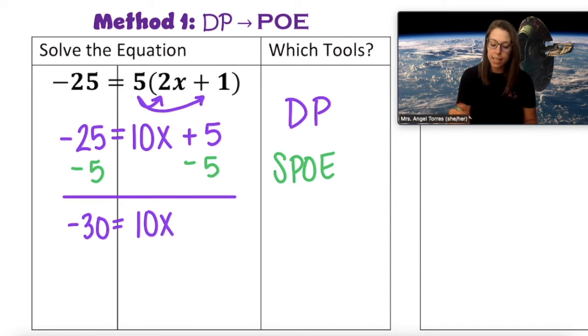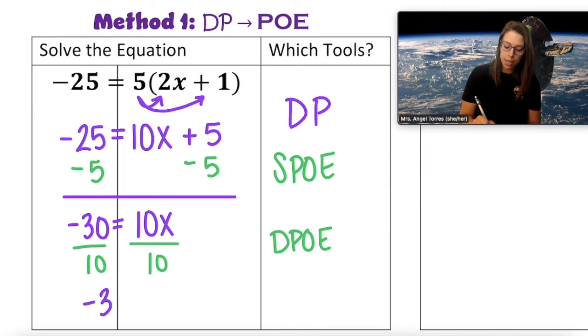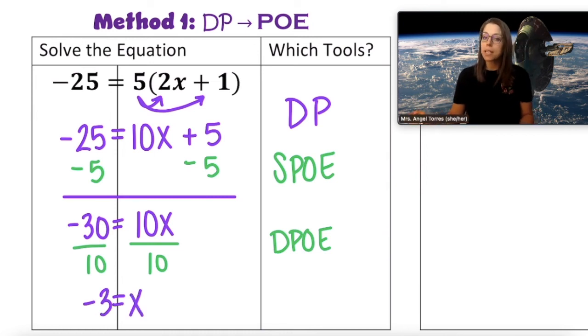To get 10x down to 1x, I would apply my division property of equality and divide both sides by 10. Negative 30 divided by 10 is negative 3, and 10x divided by 10 is 1x. So instead of checking, let's solve this same equation again using only properties of equality.